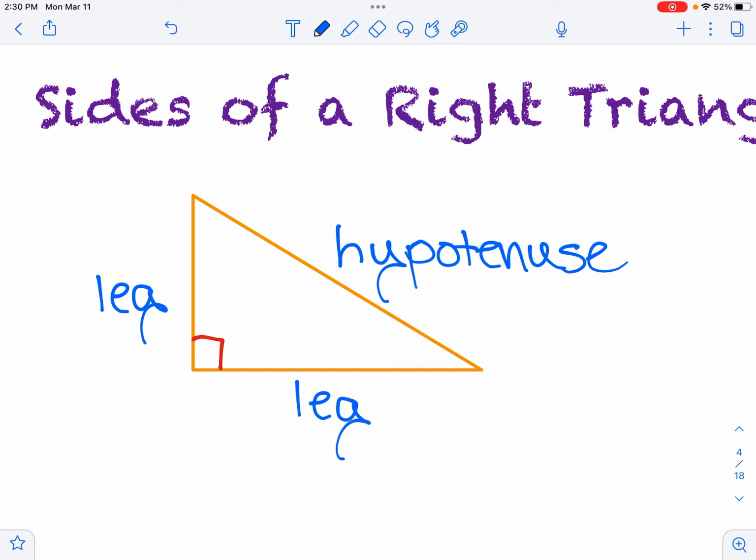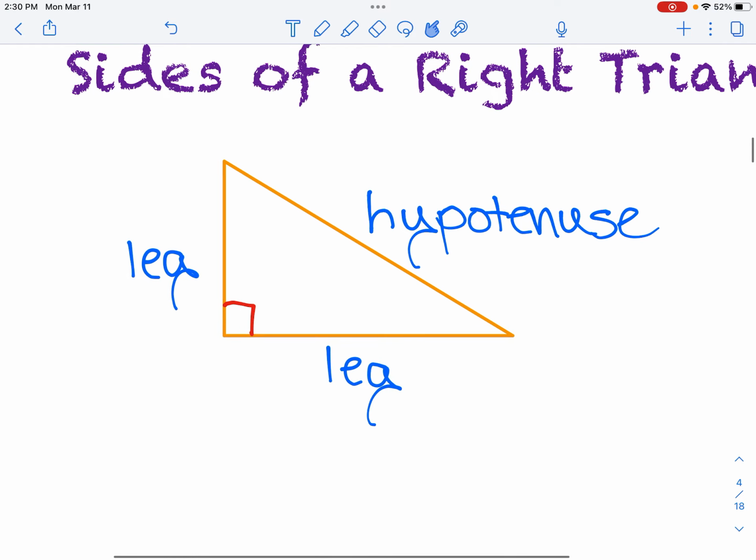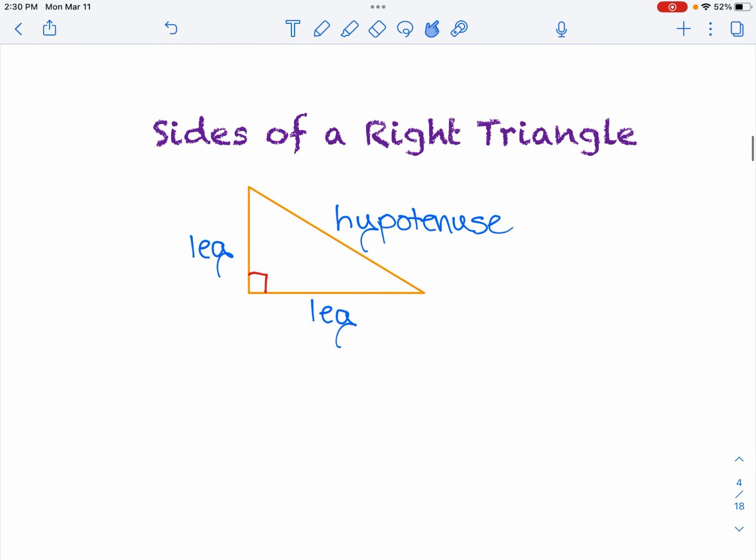The hypotenuse is, again, always across from the 90-degree angle, so they should be across from each other. And the hypotenuse is always the longest side, but in order to identify that, you really just need to find the 90-degree angle. Then you can go from there. The other two sides are just called legs.